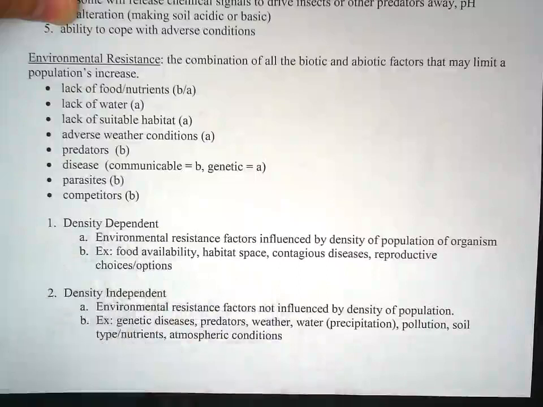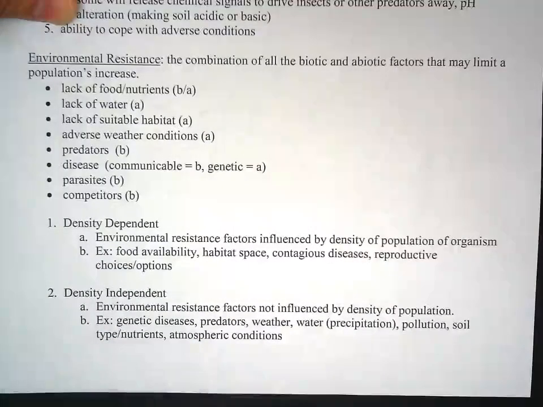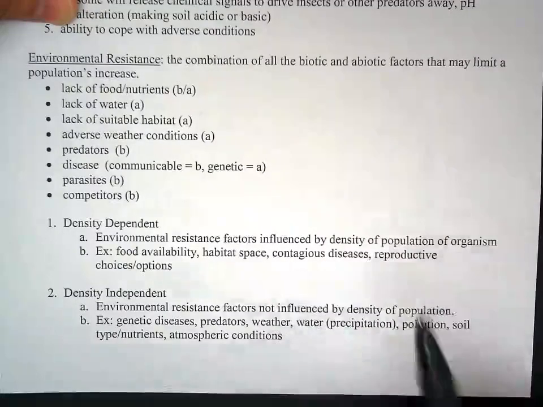So it's density dependent. The effect of it is density dependent. Reproductive choices or options can go both ways. The more individuals there are, the more choice they have, but at the same time, the more individuals there are, the more competition there is for mates, so that's kind of an in-between.